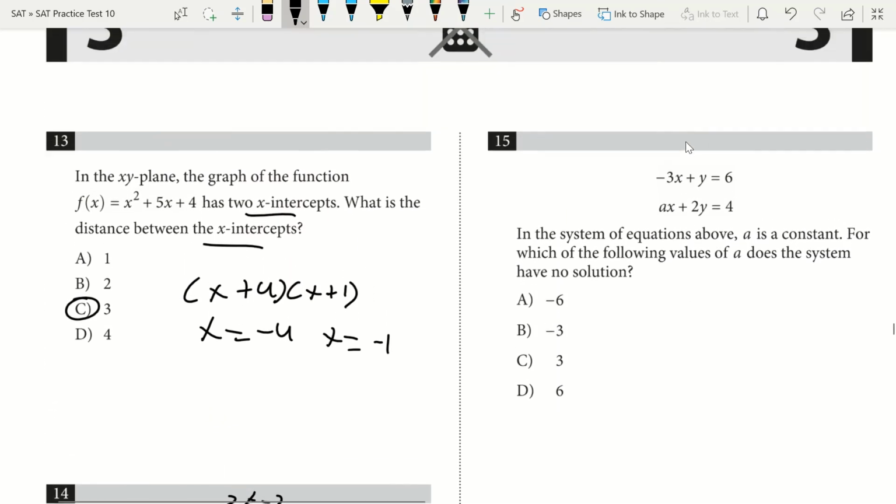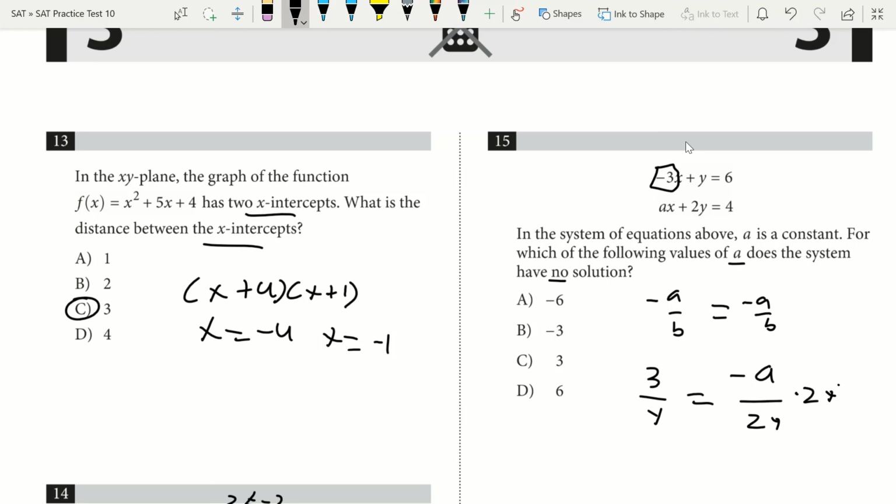Question 15. In the system of equations above, a is a constant. For which of the following values of a does the system have no solutions? All right, well, we're going to have no solutions where our slopes are equivalent, right? So I know that my slope in standard form is negative a over b. If I plug in my a value, my a is negative 3, so negative negative 3 gives me positive 3 over my b value, which is y. And that has to equal my negative a over 2y.